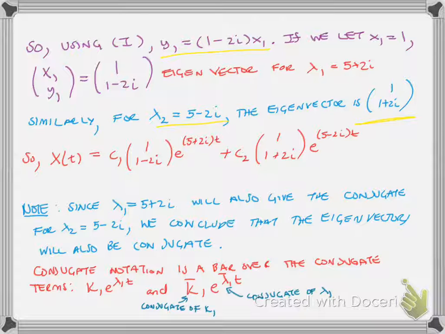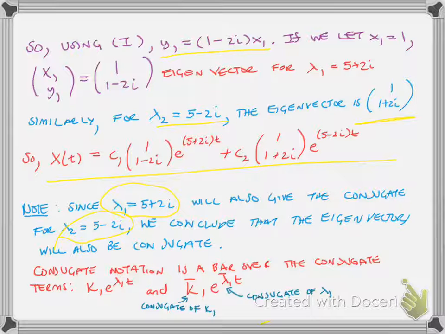Okay, so in general, this would be our solution here. And here's a special note: since we're dealing with complex numbers, lambda 1 is 5 plus 2i, we'll also give the conjugate, lambda 2, 5 minus 2i, and we conclude that the eigenvectors will also be conjugates. Okay, so whenever you're dealing with a complex number, you already know, this is back actually from pre-calc, that when you have a complex solution, its conjugate is also a solution to whatever equation you're working with.